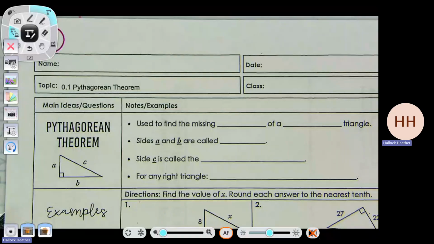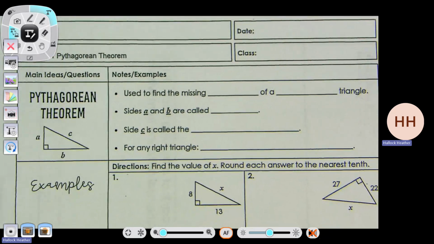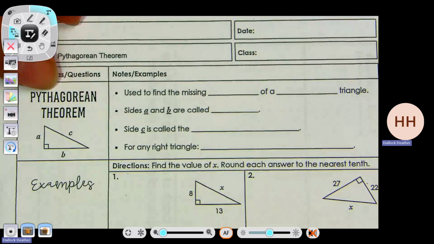So if you are a 9th grader in this class, you would have done the Pythagorean theorem in 7th grade accelerated. If you are a 10th or an 11th grader in this class, then you would have learned this in 8th grade pre-algebra. So this should be a refresher for most of you. There's always a couple people that say they've never learned it before, and I'm like, yeah, okay. But anyways, so the Pythagorean theorem.